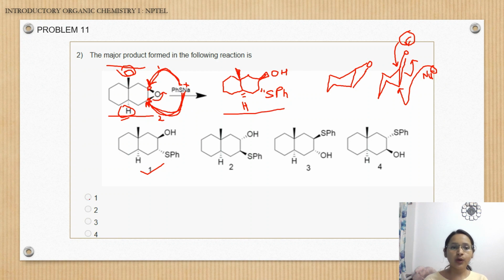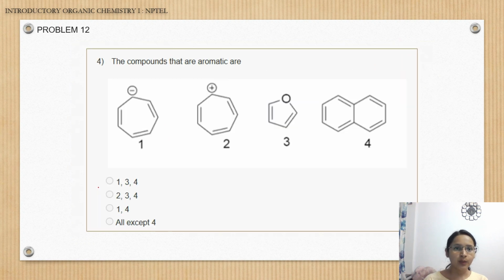So is it clear to all of you how option number 1 is the correct one, how the stereochemistry is there, how the nucleophile is attacking carbon 2, not carbon 1? Any problem, anything which is not clear? Okay. Then going to problem number 12.